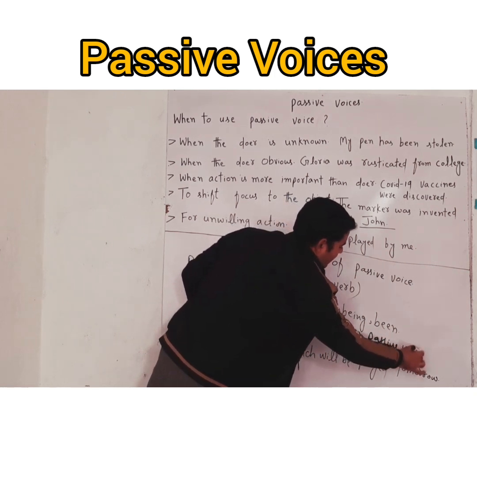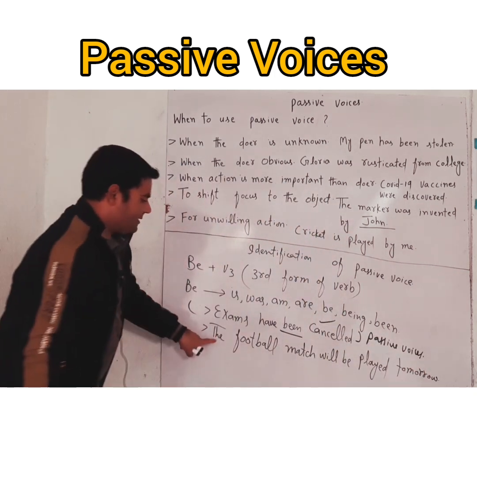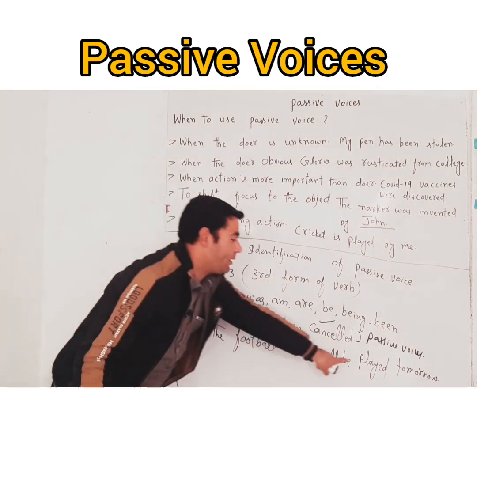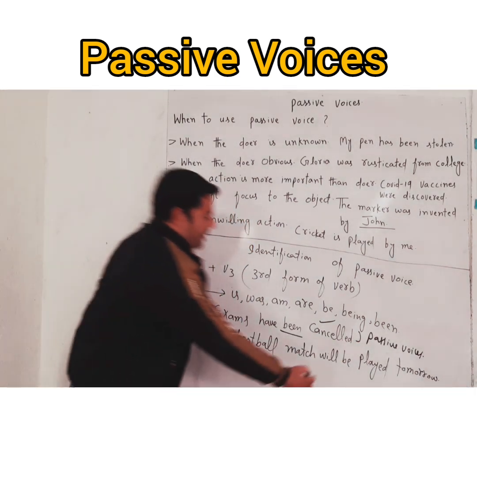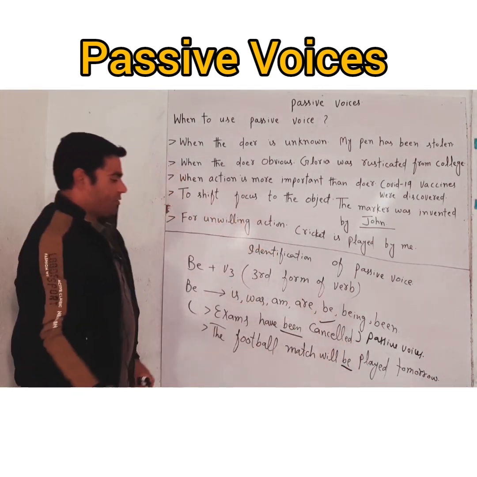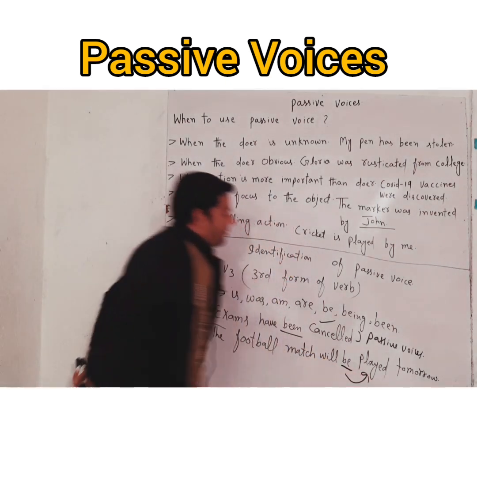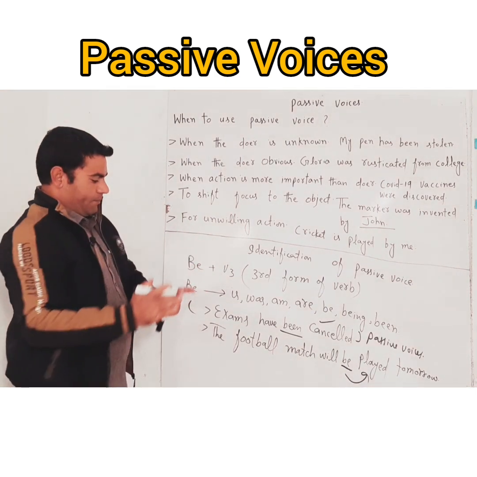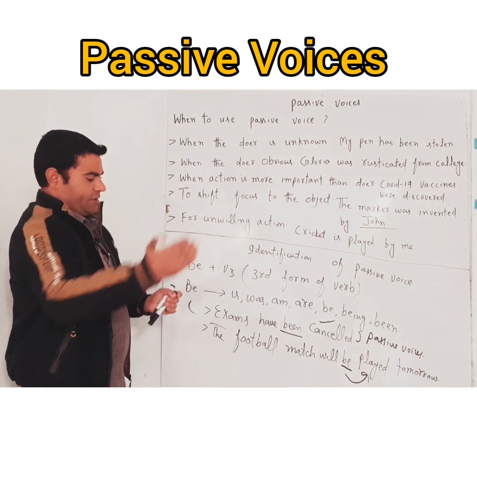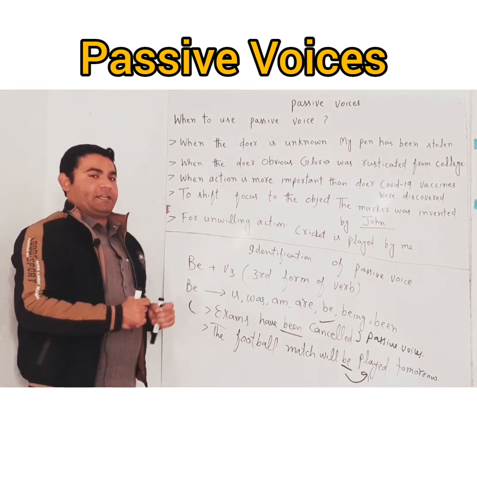Right? And then in the next sentence, the football match will be played tomorrow. So we see be, and as I told you, be plus third form of verb, and played is the third form of verb. So when after be there is a third form of verb, we should understand that it is passive voice.